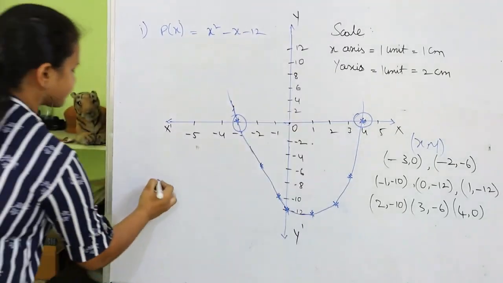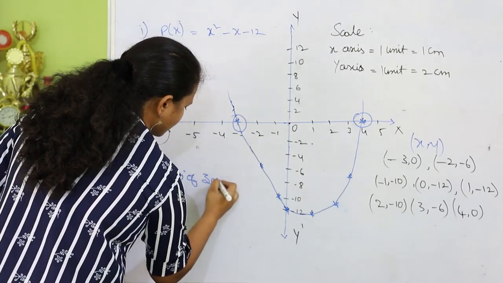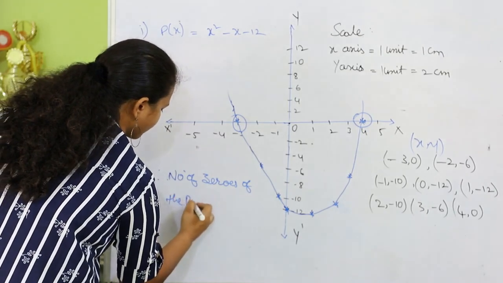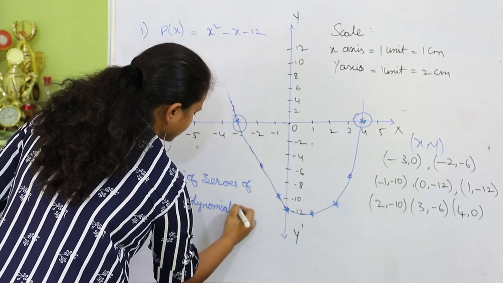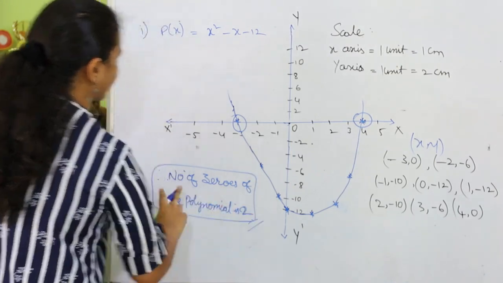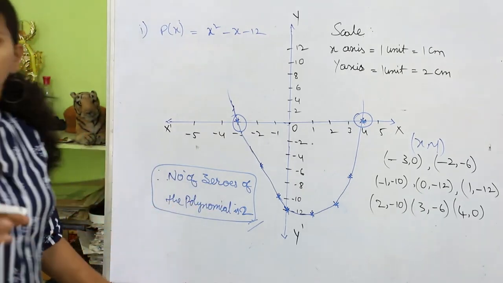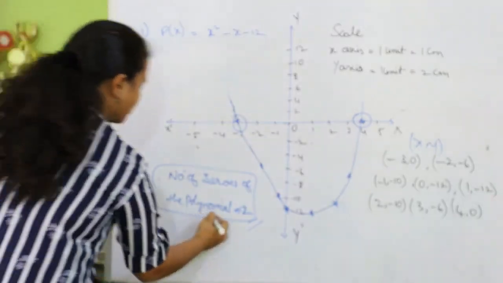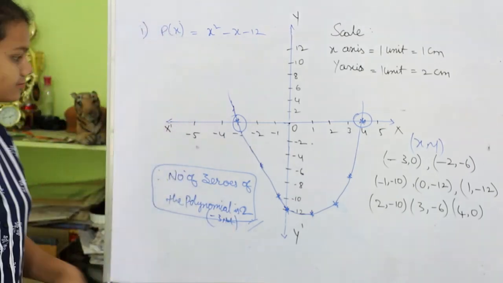So therefore, the number of zeros of the polynomial is clear. We have 2 zeros. That's why I have kept 2 values, minus 3 comma 4. Those are minus 3 comma 4. You can write it like this also. Clear? Hope you understood.